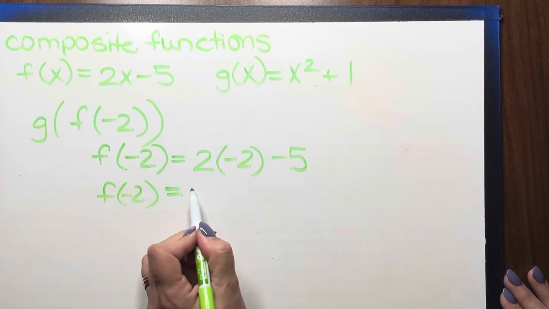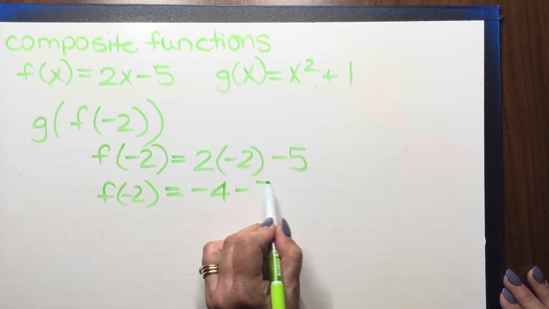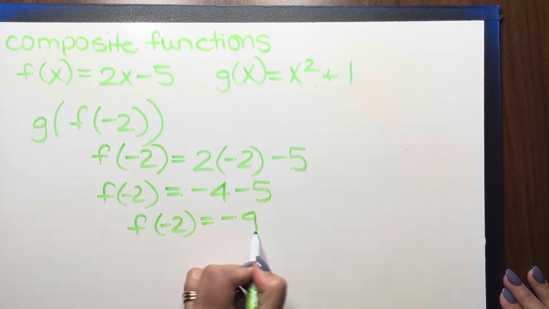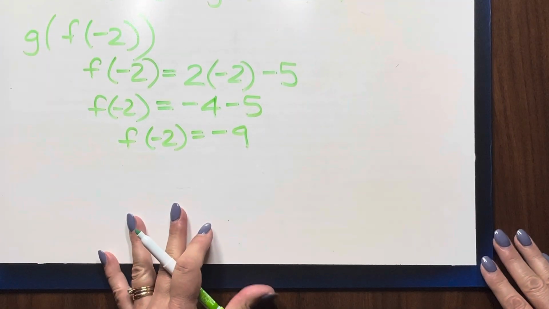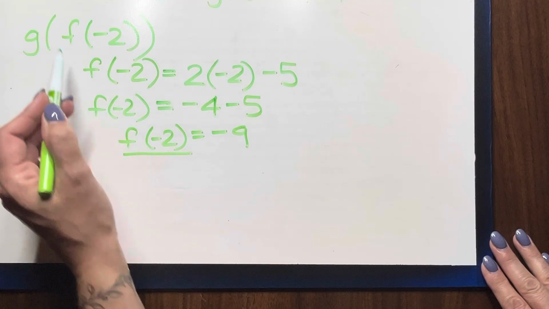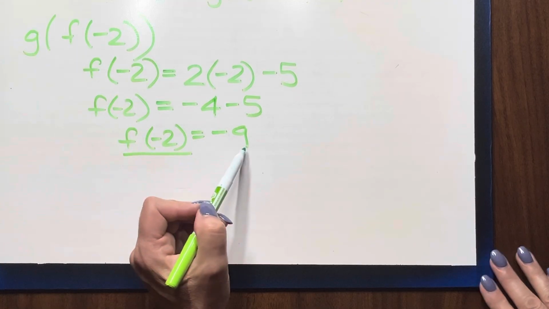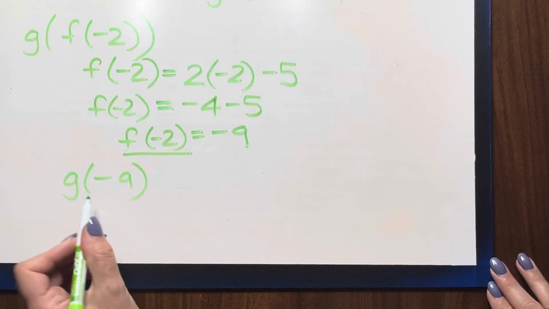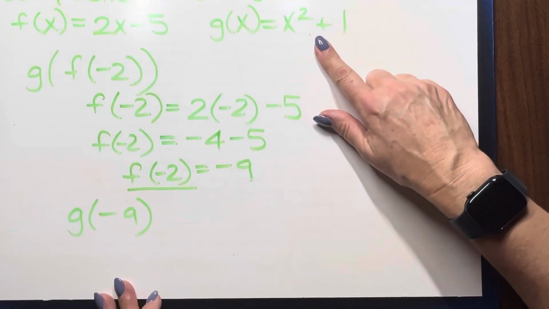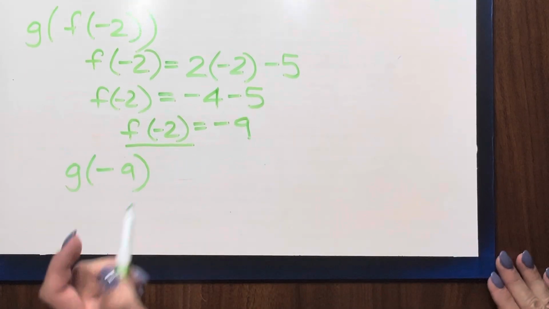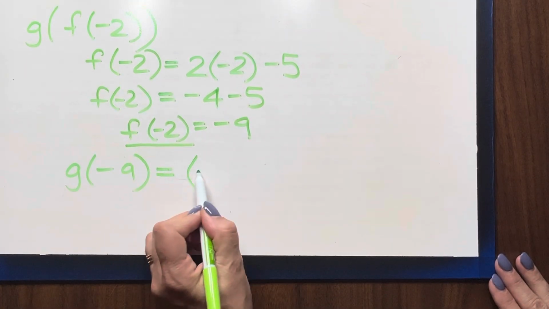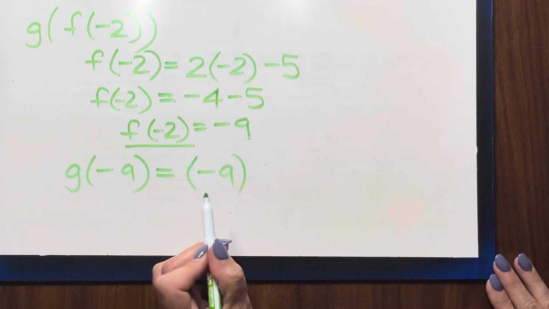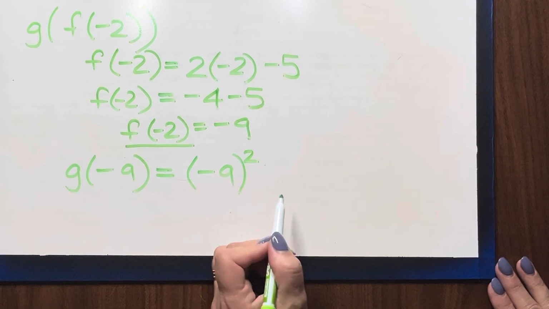So f of negative 2 is negative 4 minus 5. So f of negative 2 is negative 9. So this f of negative 2, which I saw at the beginning, is now going to become negative 9. So I have g of negative 9. And I'm going to go over to this function and plug in this negative 9. When you plug in a negative and you are squaring it, remember to put your value with the negative inside the parentheses, then square it.